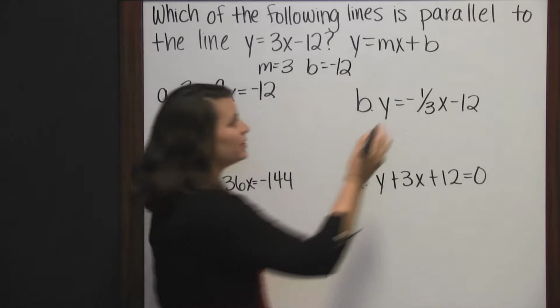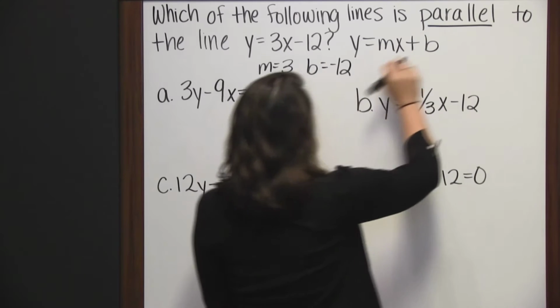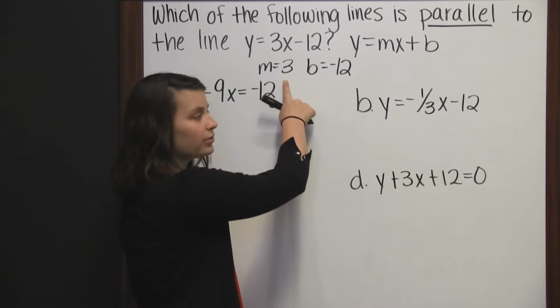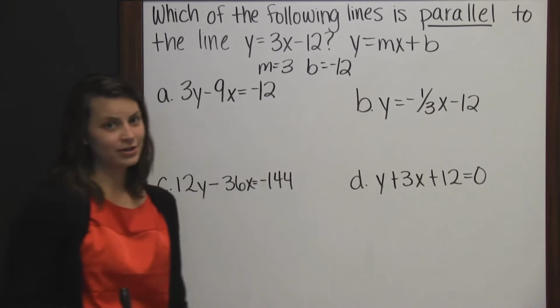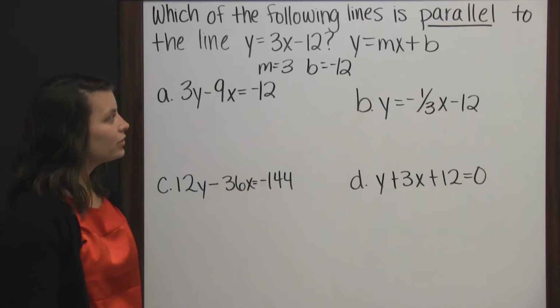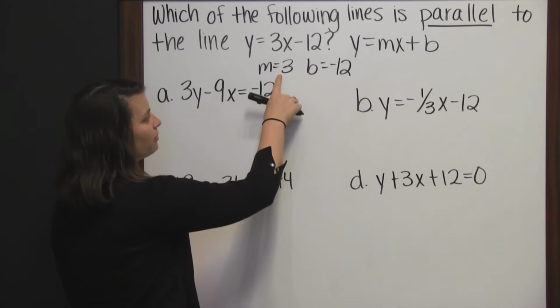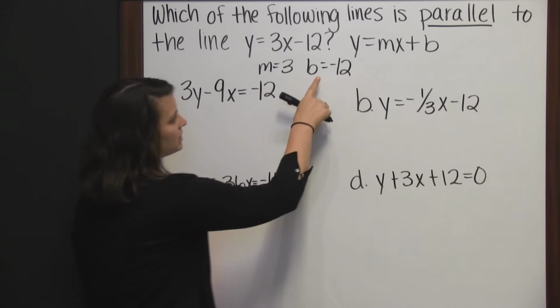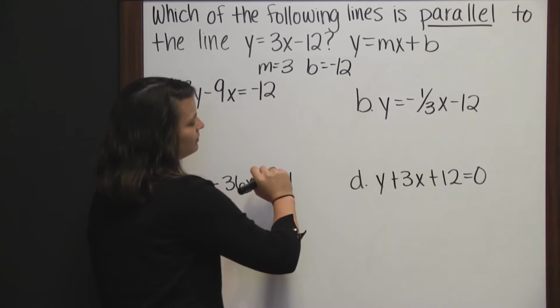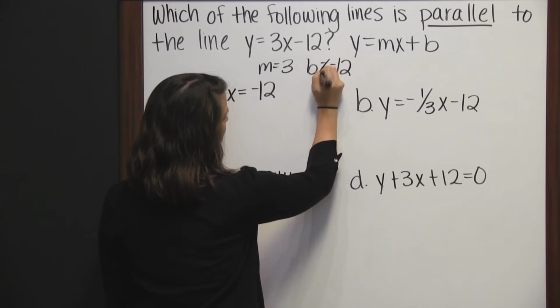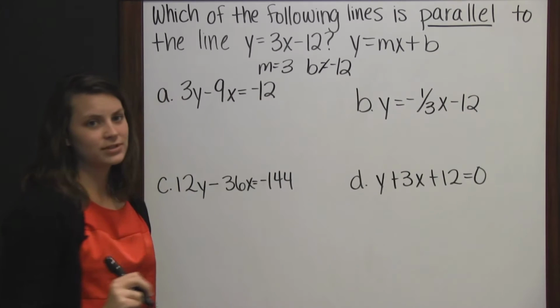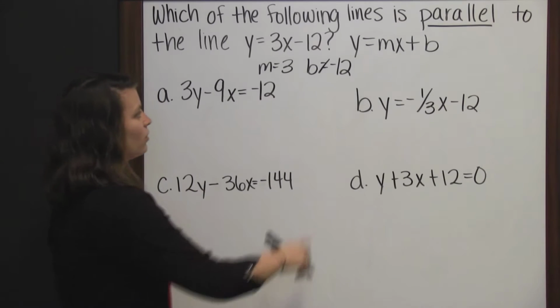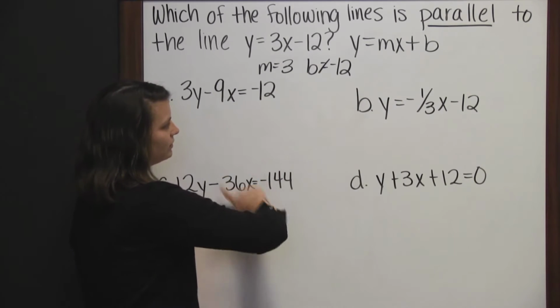Now, for lines to be parallel, they must have the same slope, but different y-intercepts. So we're looking for a line that has a slope of 3, but does not have a y-intercept of negative 12. So maybe we just put a slash through the equal sign. We do not want a y-intercept that equals negative 12.